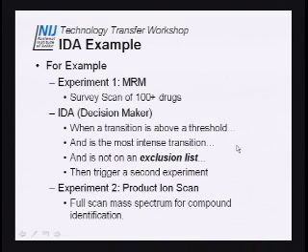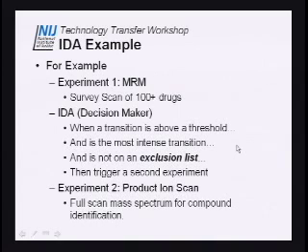Here's an example of our MRM, or our IDA parameters. Yours will be set to whatever your particular needs are. We have a survey scan of 100 plus drugs, about 130. The IDA is the decision maker. When the transition is above the threshold, which our threshold is around 1,000 counts, and it's the most intense transition, in other words, I could have 15 transitions above 1,000, I want the tallest of the tall. And I want to make sure it's not one that I've already excluded.